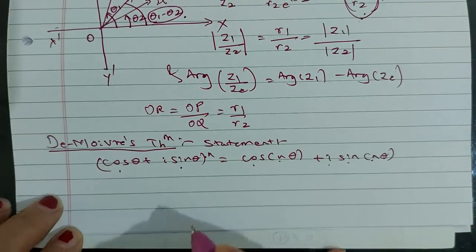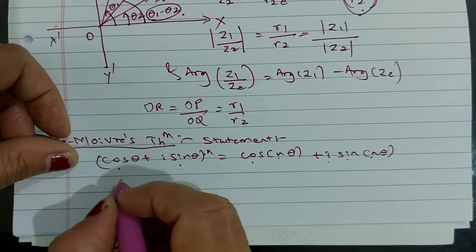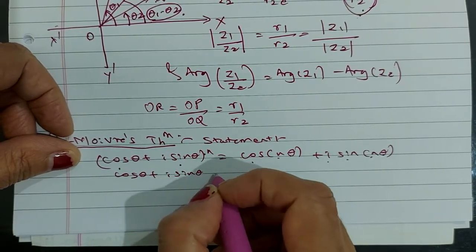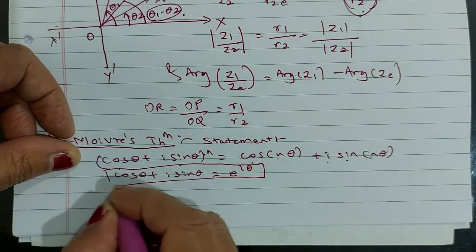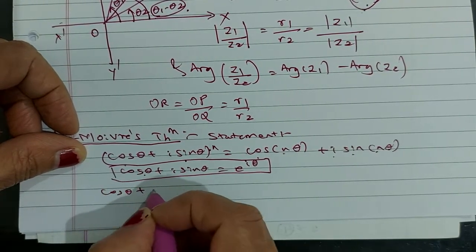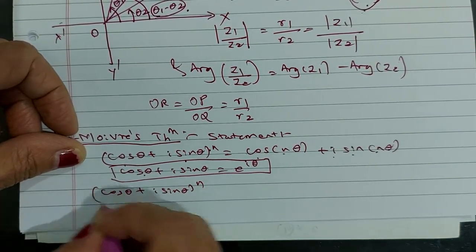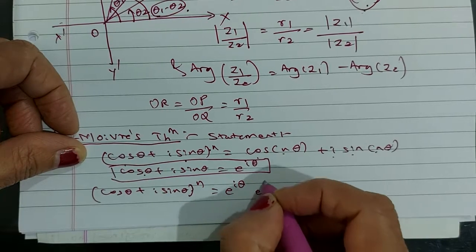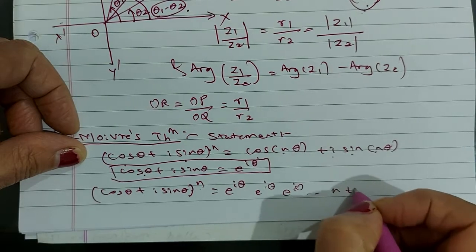Okay, so how can we prove this? We can prove it with the formula we got earlier. So we can say in short that cos theta plus i sin theta is nothing but e to the power i theta. This is basic, step number 1. Then what can we do? We can raise this LHS, which is (cos theta plus i sin theta) raised to power n. Put a bracket, and raised to power n it will give me (e to the power i theta)(e to the power i theta) and so on till n times.